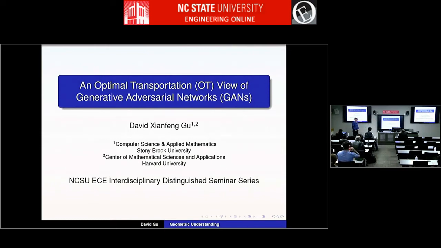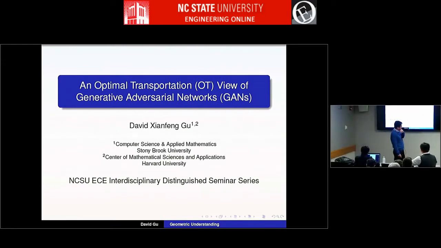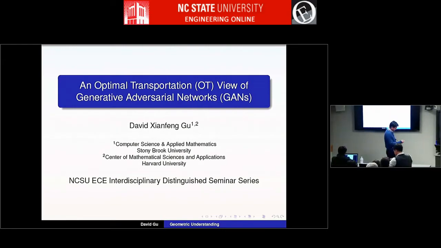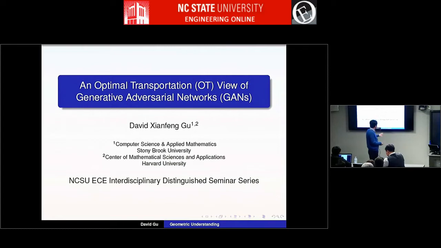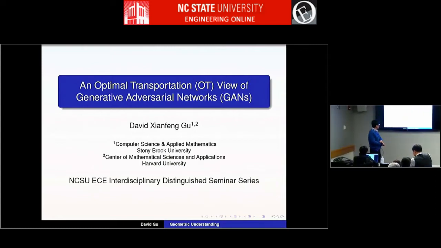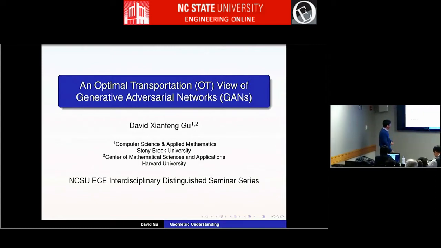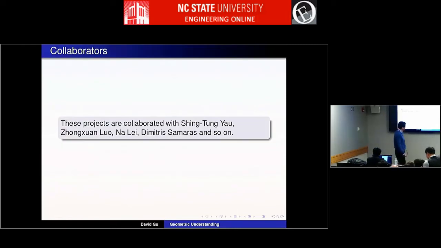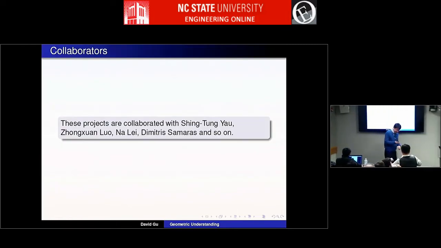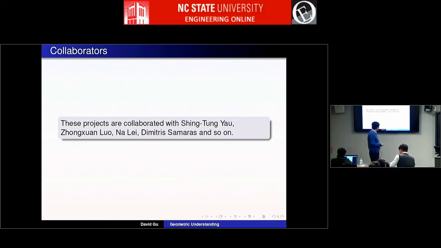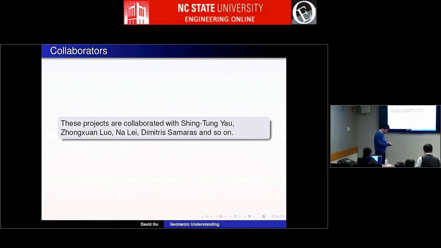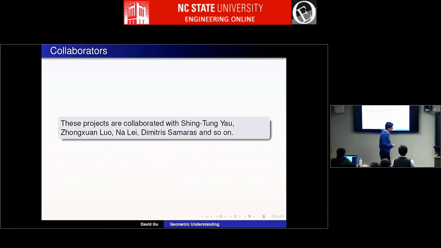Thank you, Tianfu, and thank you for the invitation. Today I'm going to introduce some of our recent research, going from geometry to understanding optimal transport, and then from optimal transport to understanding the GAN model, generative adversarial networks. This is joint work with many mathematicians and computer scientists, like Professor Xingtong Yao from Harvard and Professor Dimitris Samaras from Stony Brook.